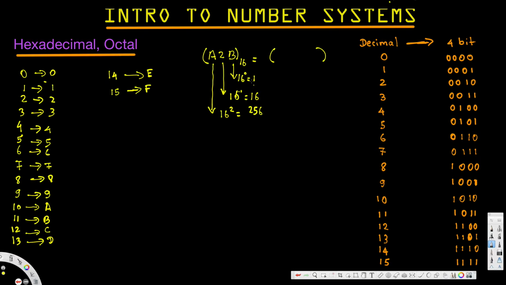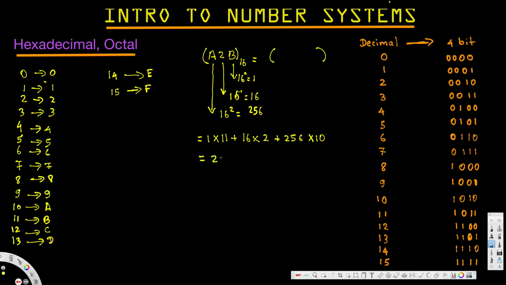Now we look at the values in those positions and multiply by them. First we have 16 power 0, that's equal to 1. In that position we have B, and B is equal to 11, so we multiply by 11. The second position is 16, and there we have 2, so we multiply by 2. The third position is 256, and there we have A, which is equal to 10, so we multiply by 10.